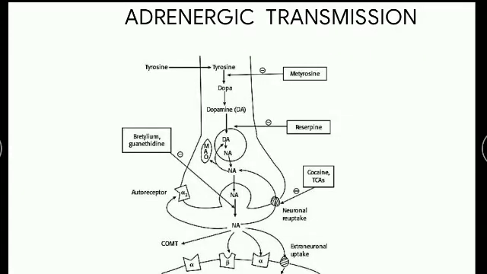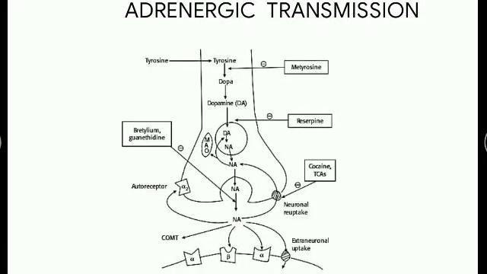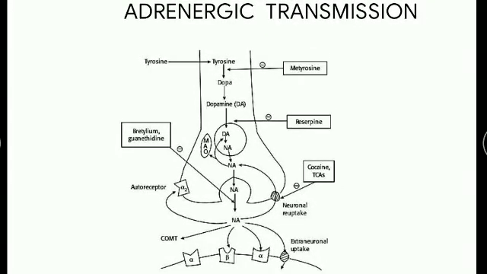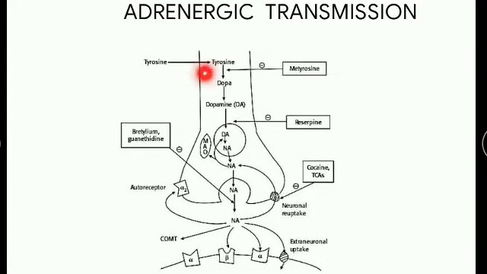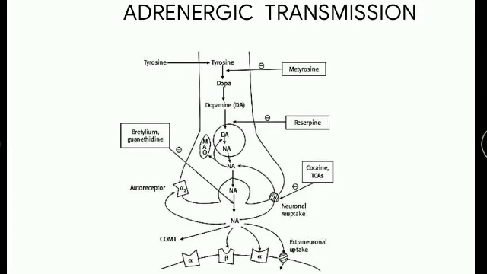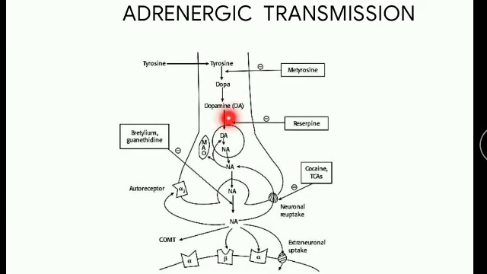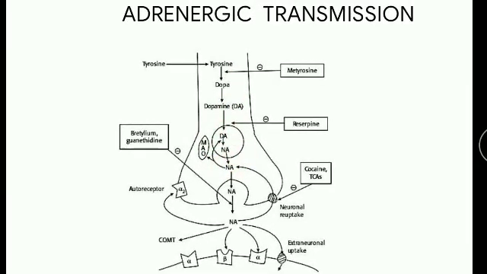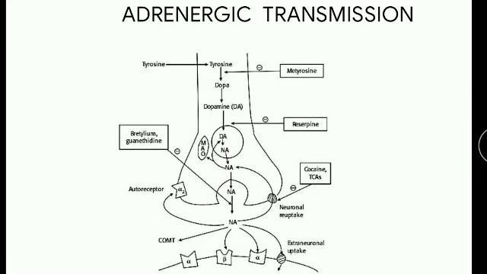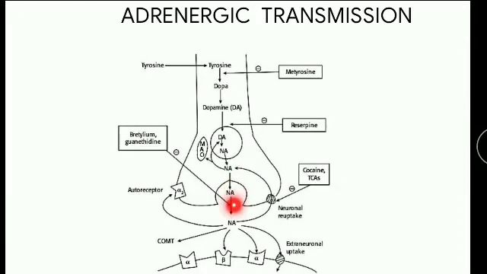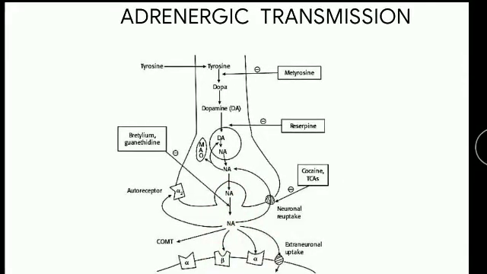Now, let's see how it is synthesized and transmitted. It is synthesized from the amino acid tyrosine. Tyrosine is transported into the adrenergic neuron by active transport, where it is converted into dopa and then dopamine. Dopamine enters into storage vesicles and there converts into noradrenaline. During nerve stimulation, noradrenaline is released into the synaptic cleft and binds to the receptors on the effector cell.